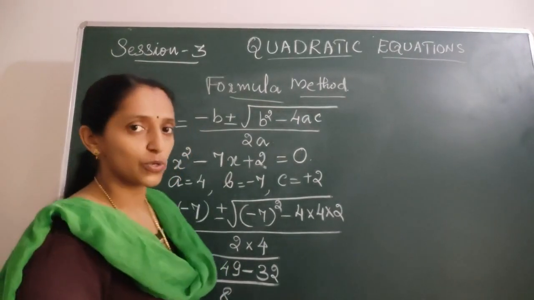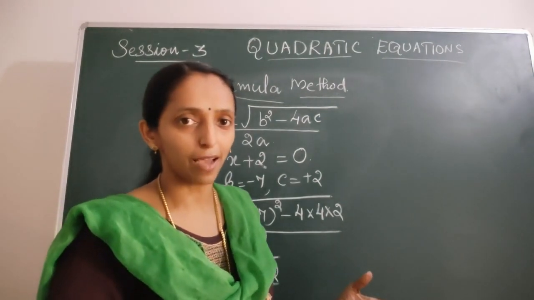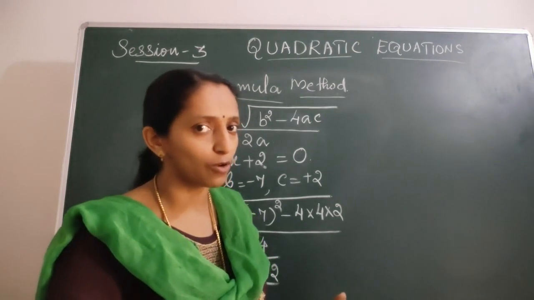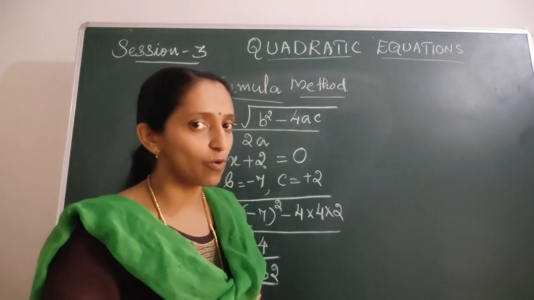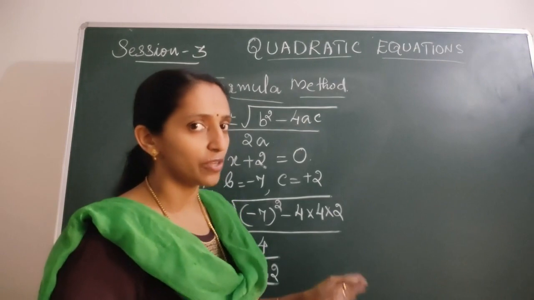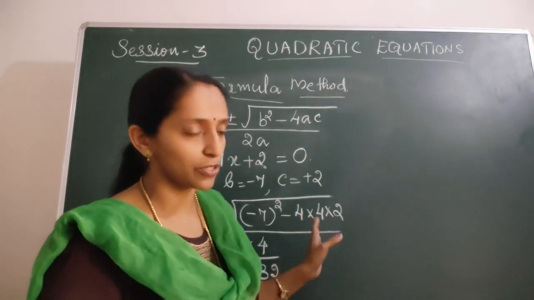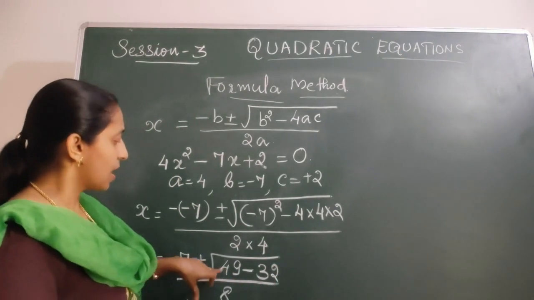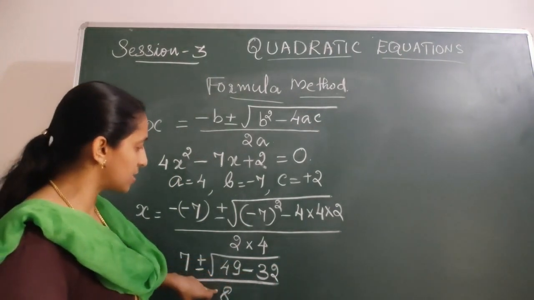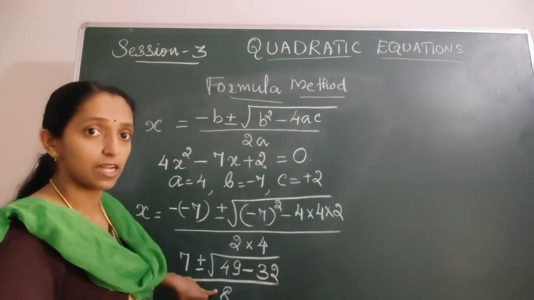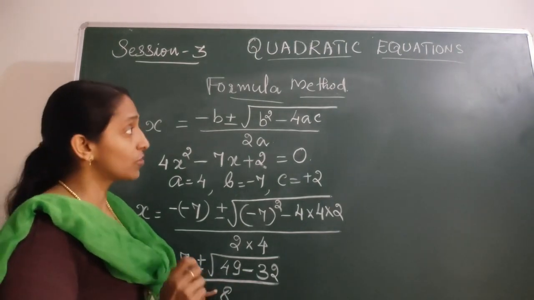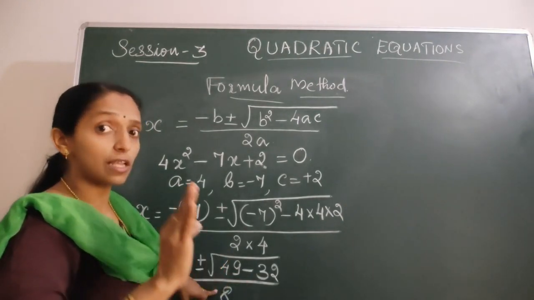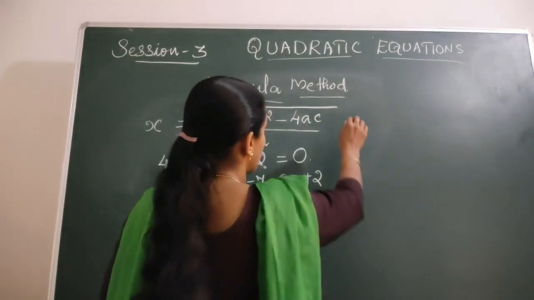Now, I told you last class that you have to go through the long division method of calculating the value of the square root. Then only you will be able to solve this type of questions. So already here, after solving 7 plus or minus under root 49 minus 32 upon 8, you are getting under root 17. This under root 17 you will calculate by using the long division method only.